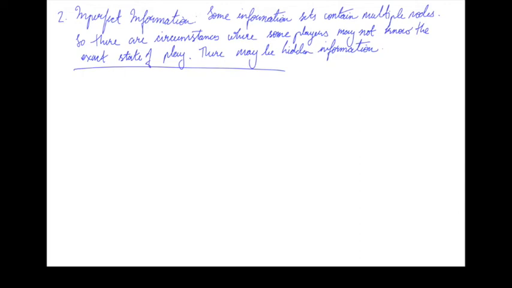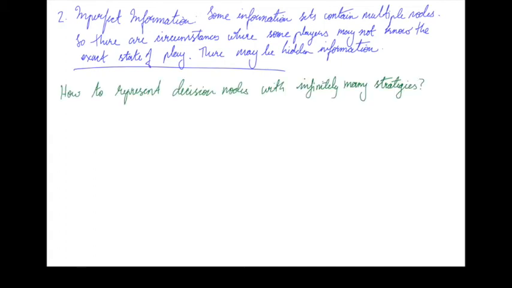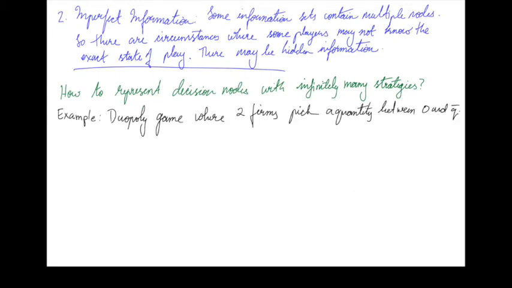Take, for example, a duopoly game. You pick a quantity between 0 and some upper bound, let's say q bar. Well, there's a continuum of strategies that you could choose from. How do we represent that? We can't draw infinitely many branches. What you do is you draw the lowest and the highest, and then you just draw an arc between them. So let me give you an example. Let's suppose firm 1 moves first. So we have a decision node for firm 1.